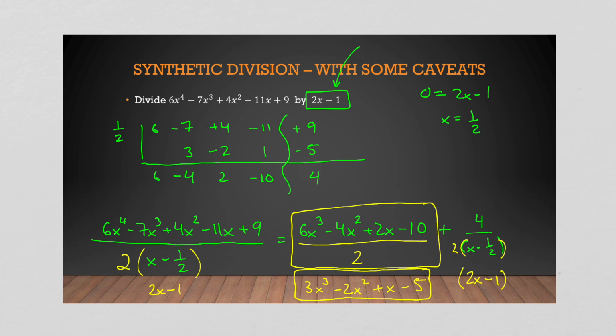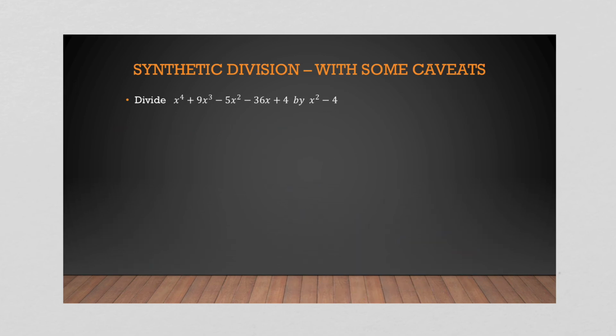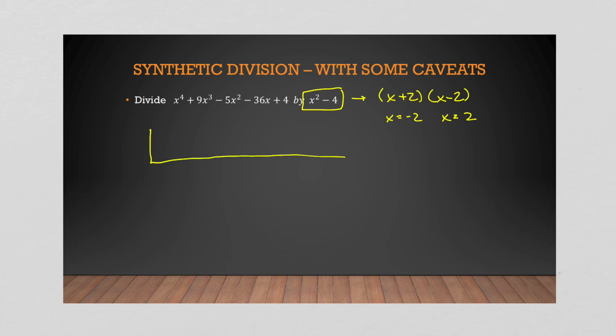So let's do one more. It's a similar setup, except here we have x squared minus 4. So in synthetic division, you can't throw that value in there, so you need to factor your factor, which in this case is a difference of squares. What that means is that it gives us two factors: x equals negative 2 and x equals positive 2. So you have to use both. We're going to do this in 2 steps. I'll show you what that looks like.